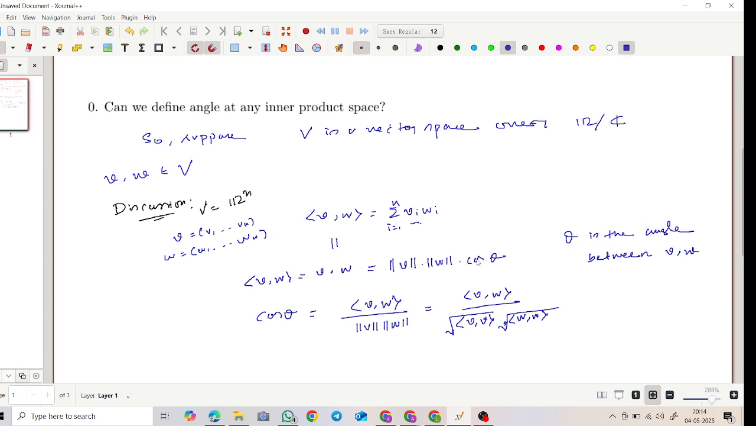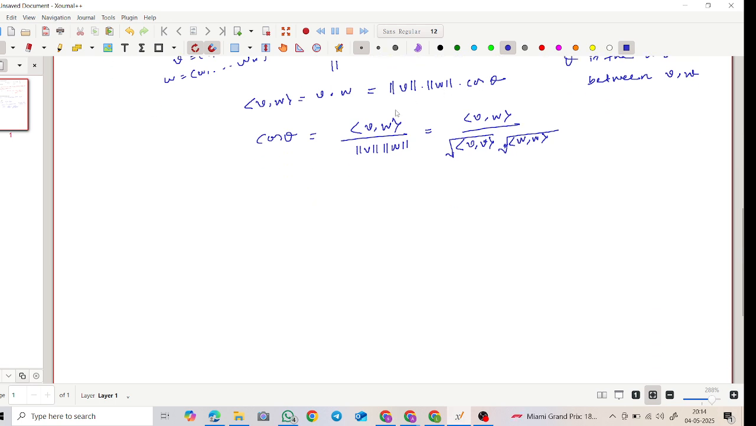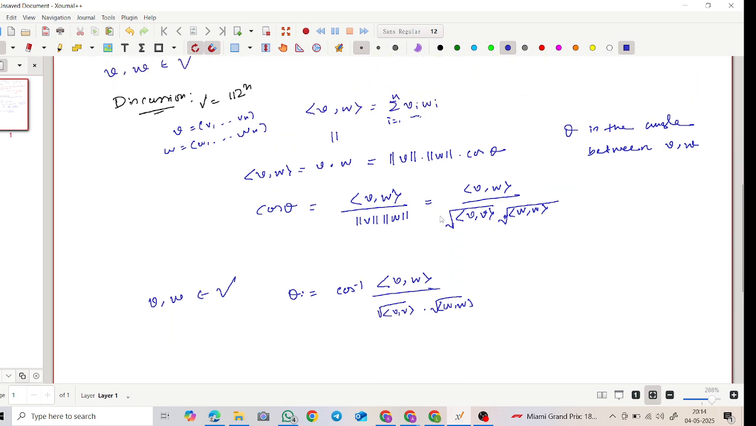We will do the same thing here. So an inner product is given on V. For any v and w belonging to that V, you just define it that way. You define theta to be cos inverse of the inner product of v, w, because these inner products are defined on that set, over root of (v, v) times root of (w, w). In this way you can define theta, the angle between any two vectors in any given inner product space.